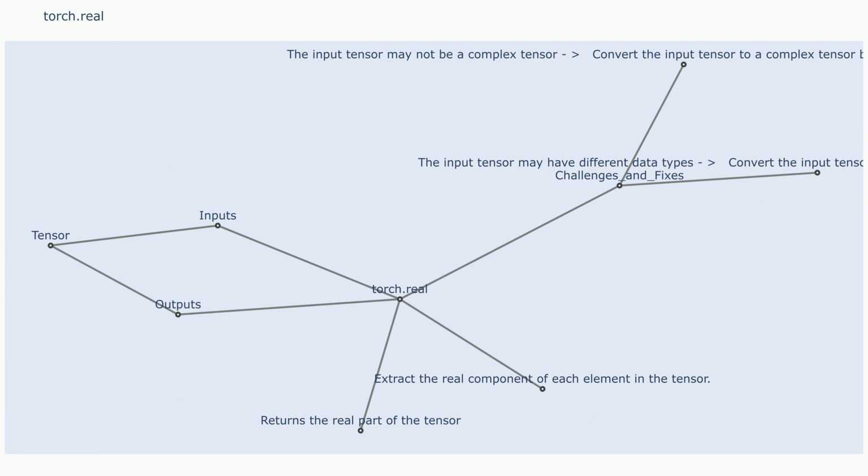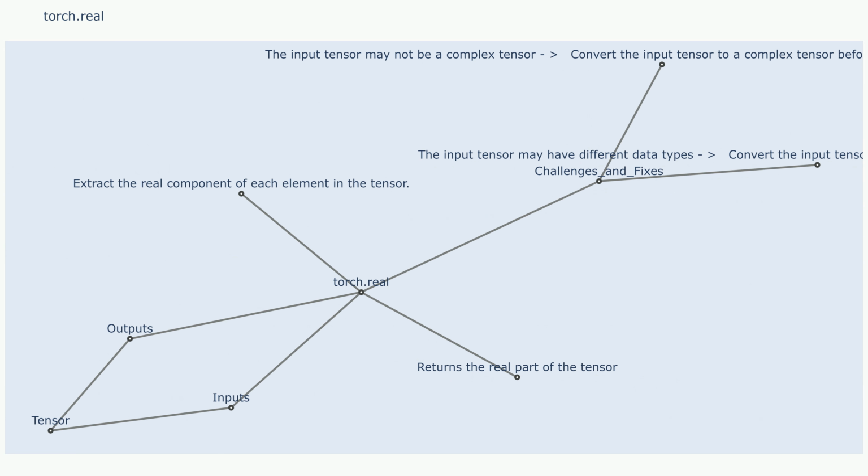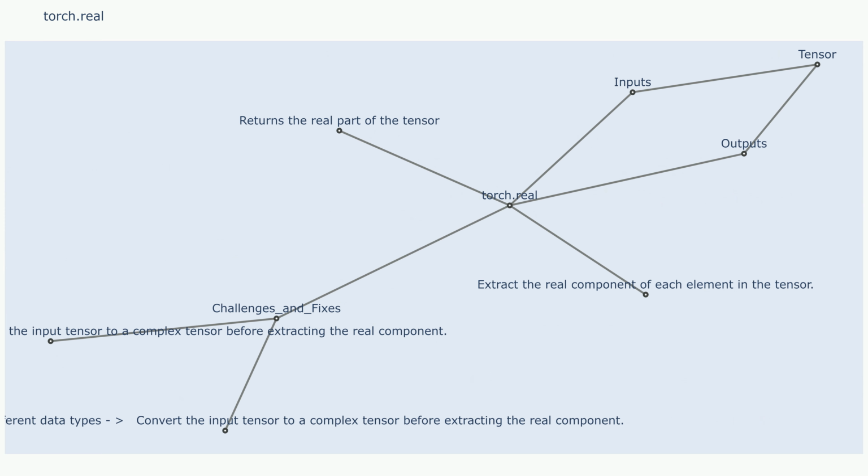Torch complex64, torch complex128. Challenge 2: none. Sample use case that resulted in challenge 2: none. Fixes to challenge 2: none.